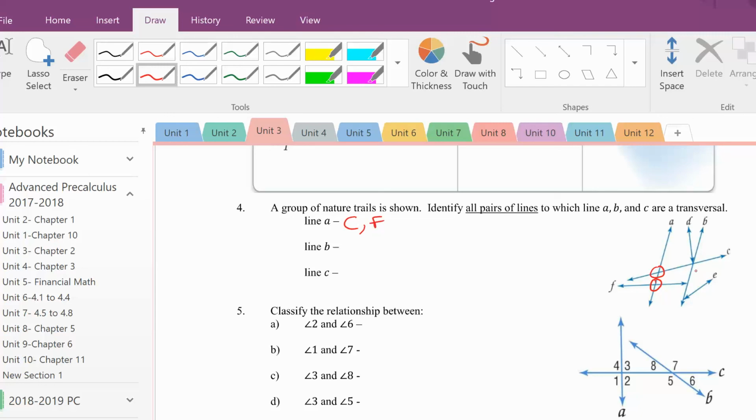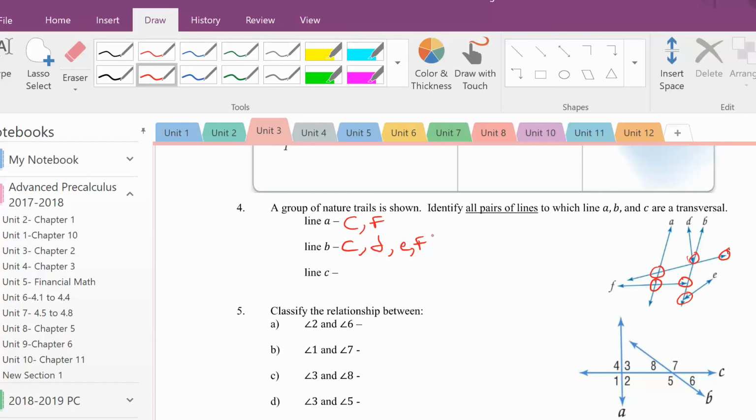B is a transversal for C, F, D, and E, right? Because it goes through these, the arrows mean it keeps going. So B would be a transversal for D, F, C, and E. So it'd be C, D, E, and F, basically. Oh, sorry, that would be C. Or sorry, B. That's right.